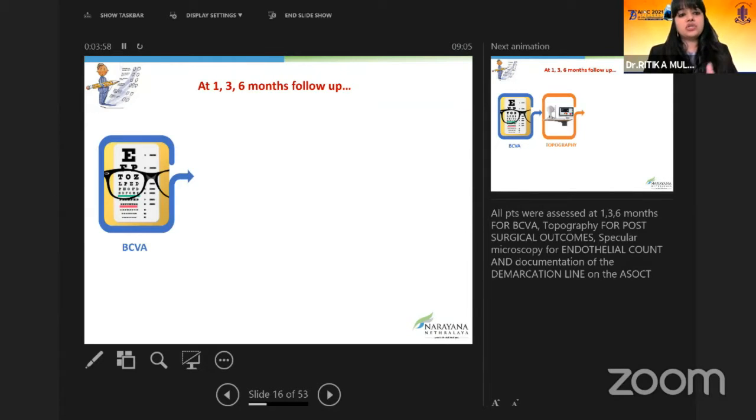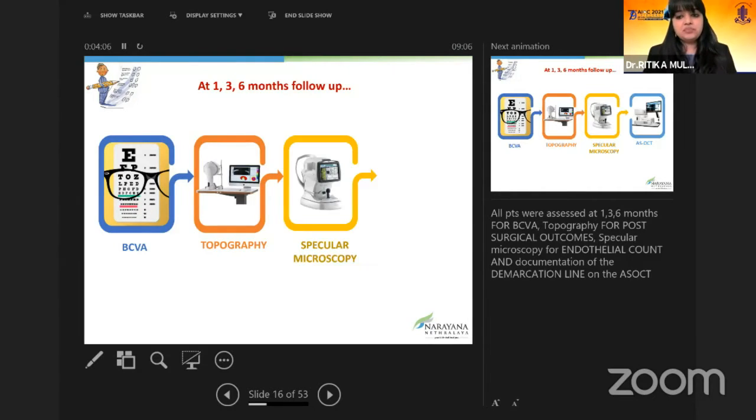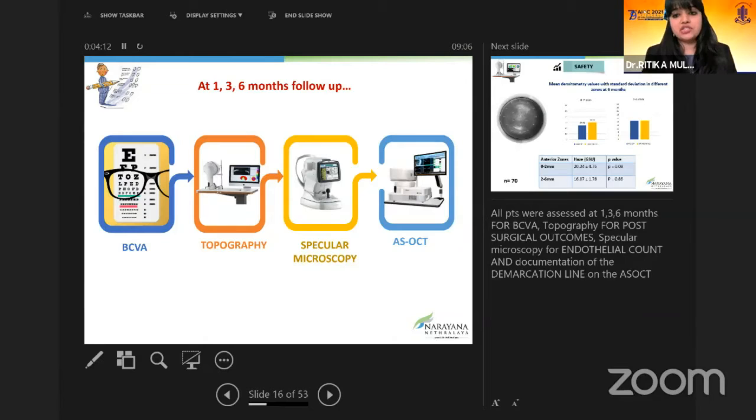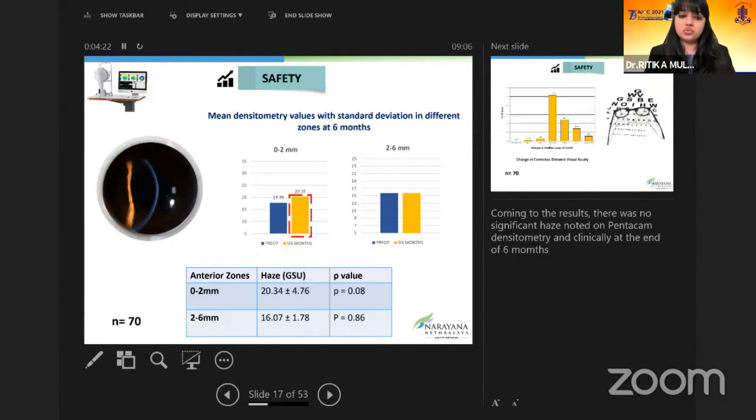At 1, 3, and 6 months, what did we see in the patients? We assessed the best corrected visual acuity change, the corneal topography for stability, the safety outcomes by specular microscopy, and the demarcation line by AS-OCT. We had a good safety profile. The mean densitometry value with the standard deviation showed no significant change in the 0 to 2 millimeter and 2 to 6 millimeter densitometry zones.